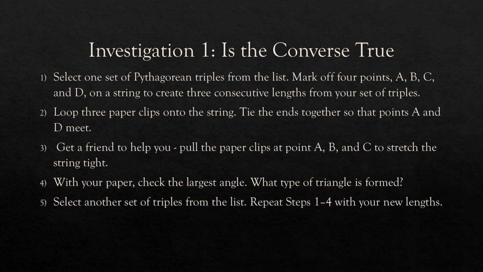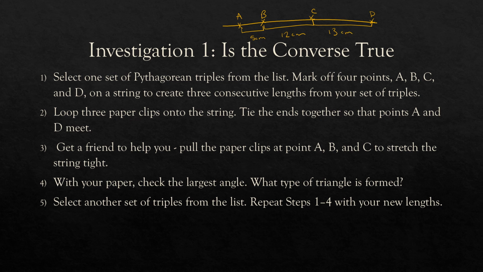So our first investigation is: is the converse true? Select one of the Pythagorean triples from the list. Mark off 4 points, A, B, C, and D, on a string that create 3 consecutive lengths from your set of triples. In other words, you might make a first mark at A and then measure the distance of one Pythagorean triple to B, then the next one to C, and the last one to D. In mine, I chose 5 centimeters, 12 centimeters, and 13 centimeters.